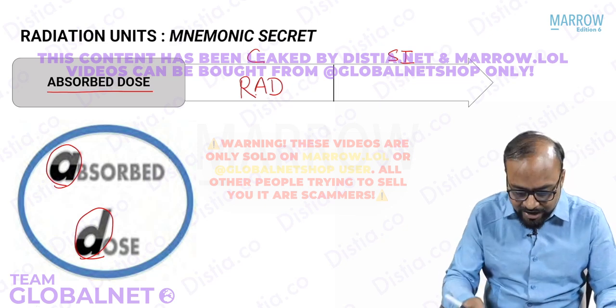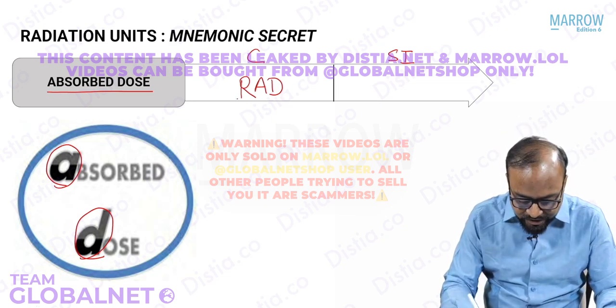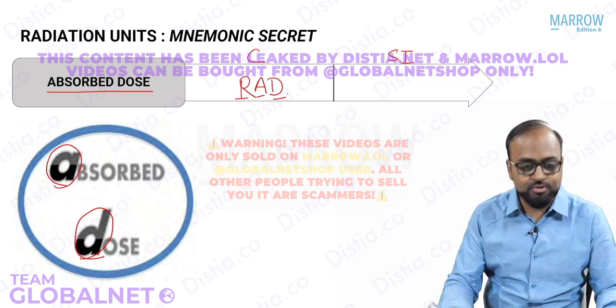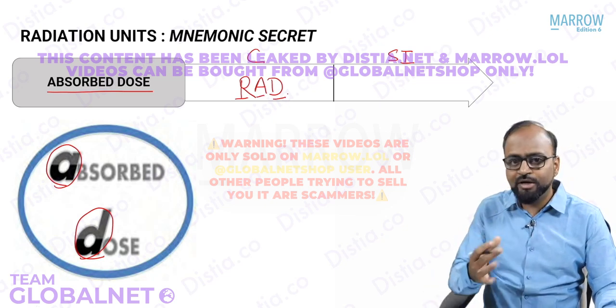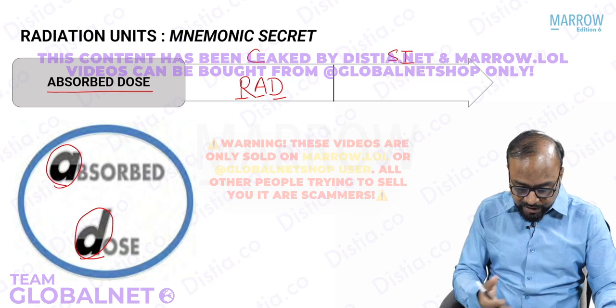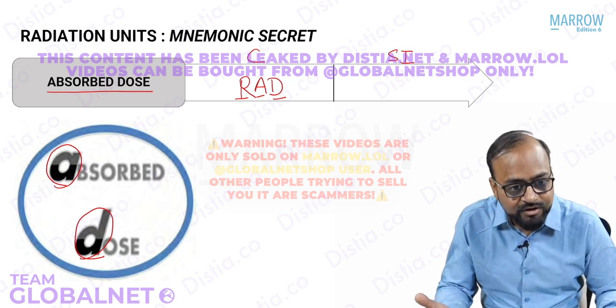How is RAD formed? RAD in fact stands for radiation absorbed dose. That's it. So just by looking at your question, absorbed dose, A and D, you get RAD. That is the conventional unit.